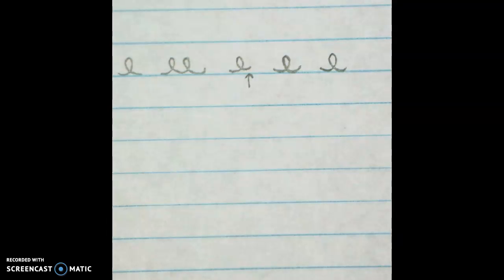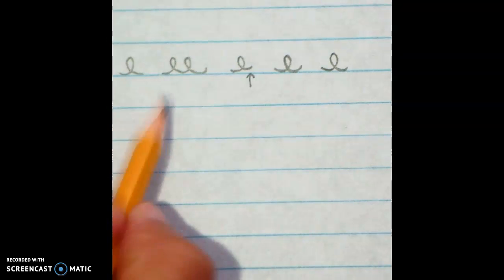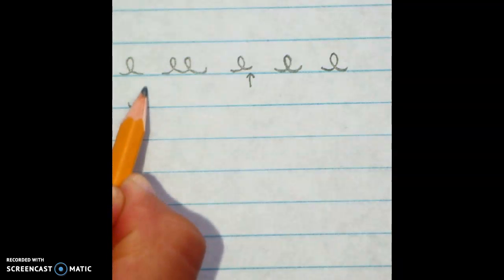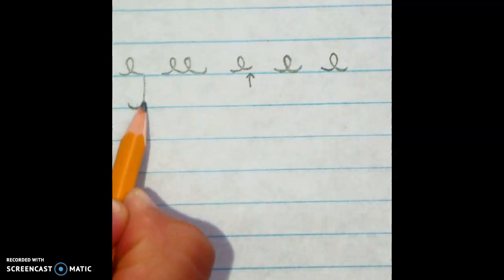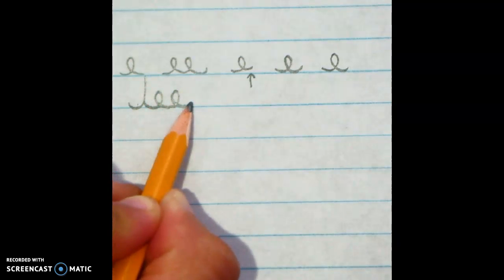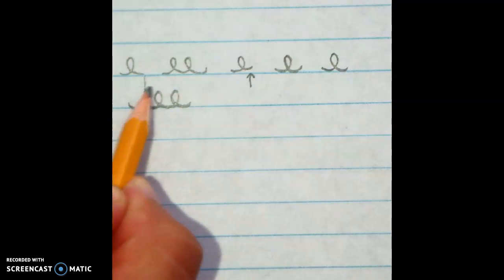You've now practiced I, T, and E. So now try out the word tee, like T at a golf course. T, E, E. Lift up, cross your T.